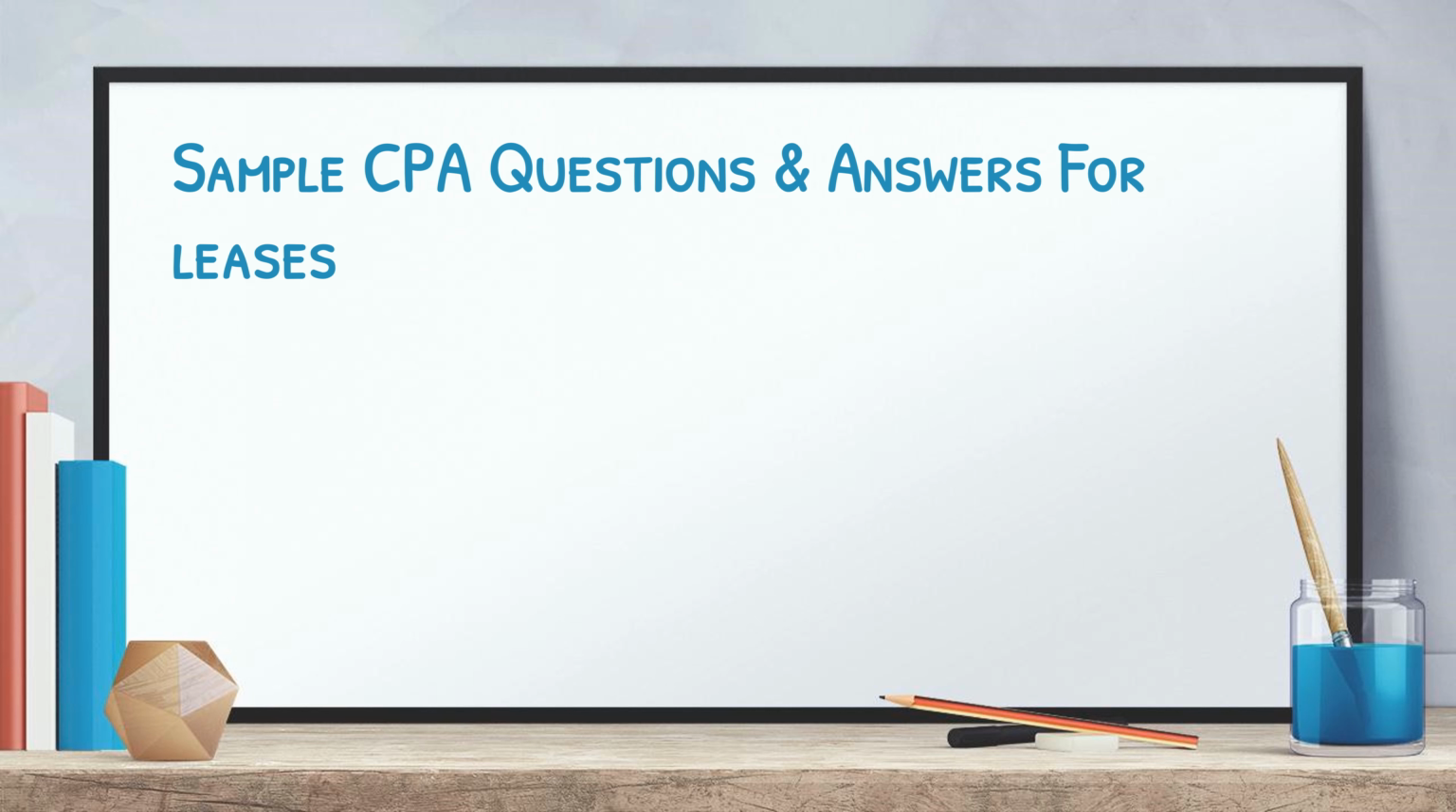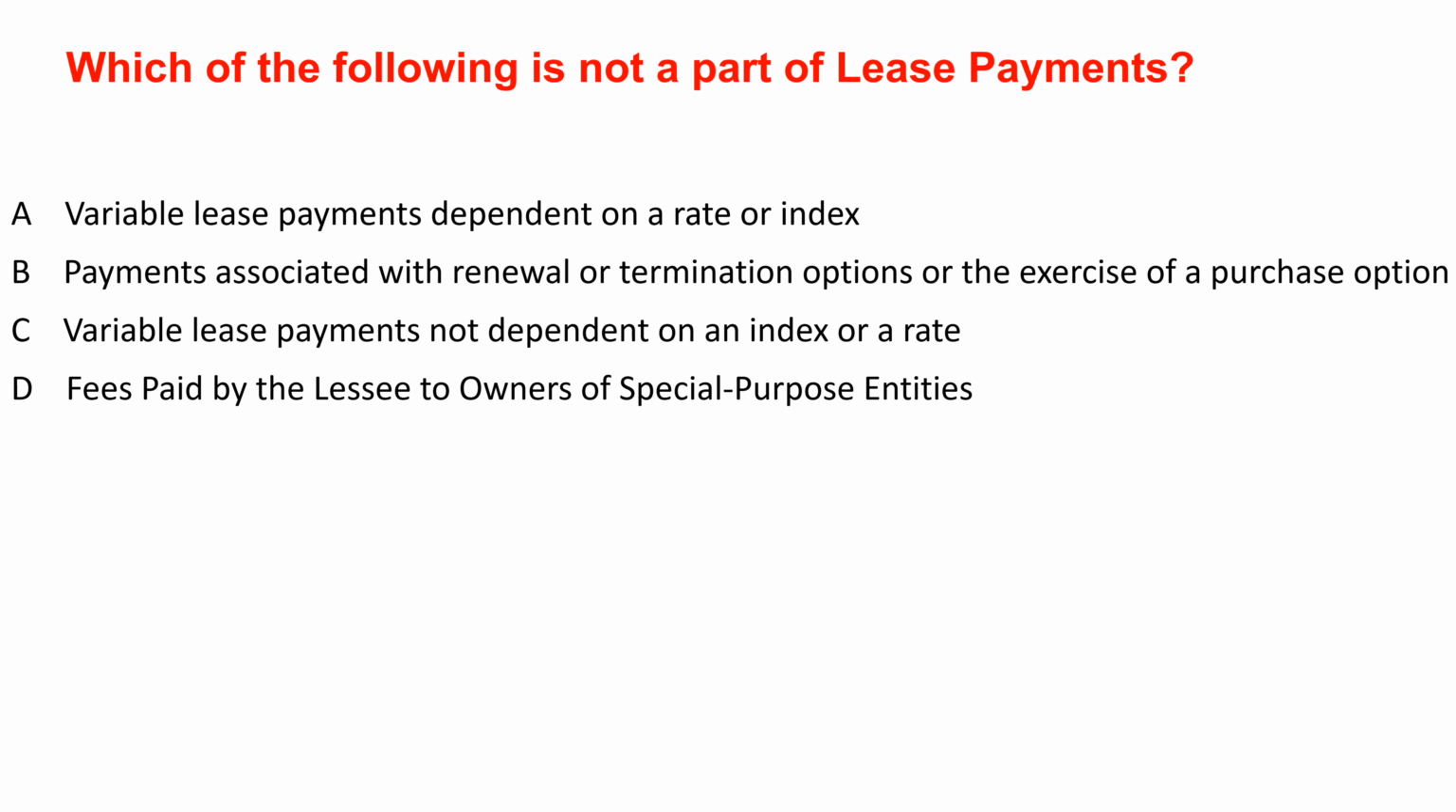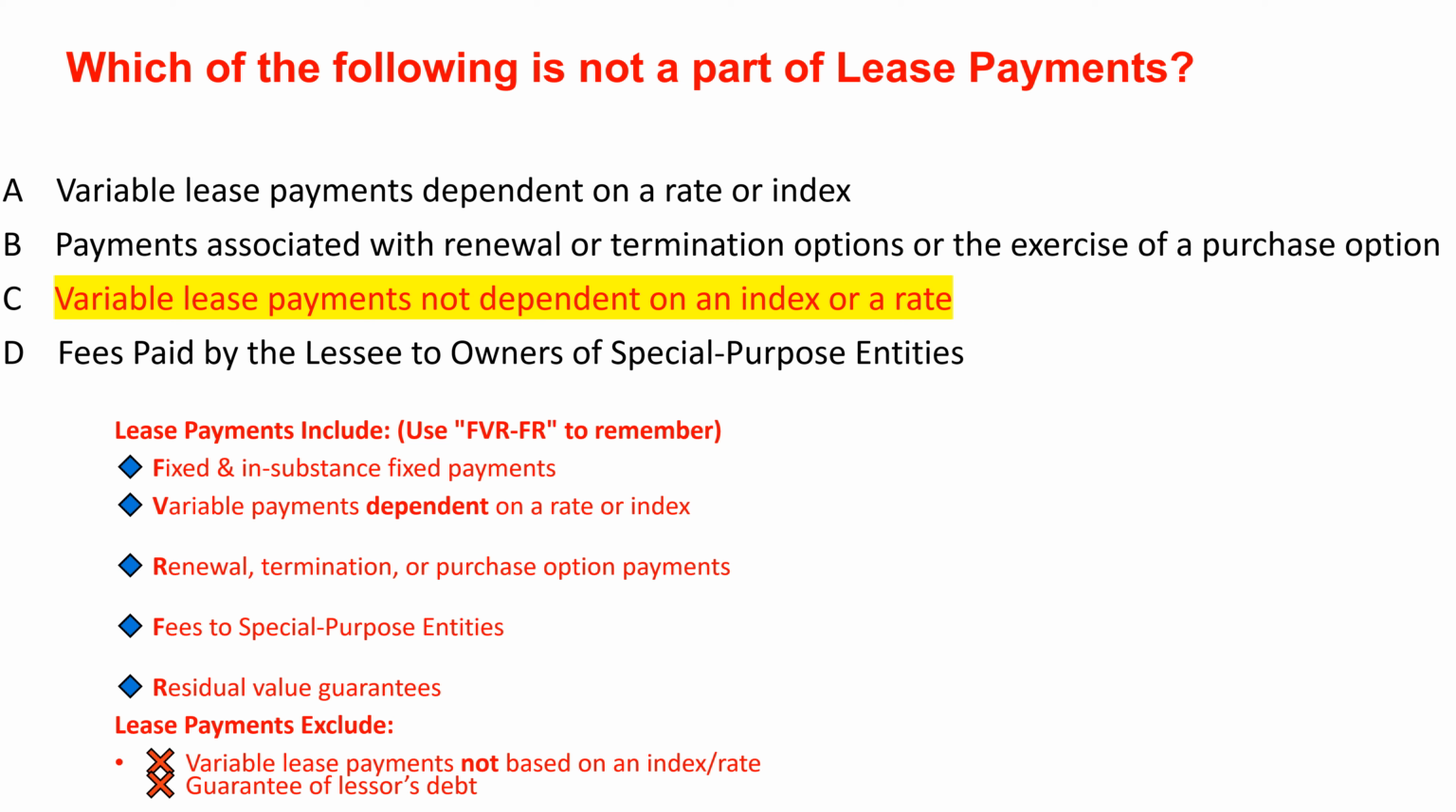Let's dive in. Which of the following is not a part of lease payments? The correct answer is C. Variable lease payments not tied to a rate or index are not included in lease payments. Please be sure to remember the FAR mnemonic. This shows what lease payments include.